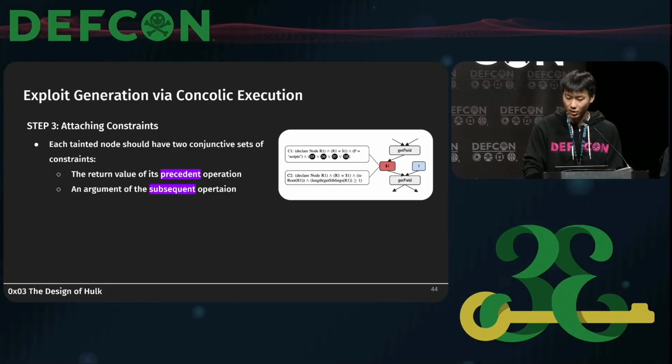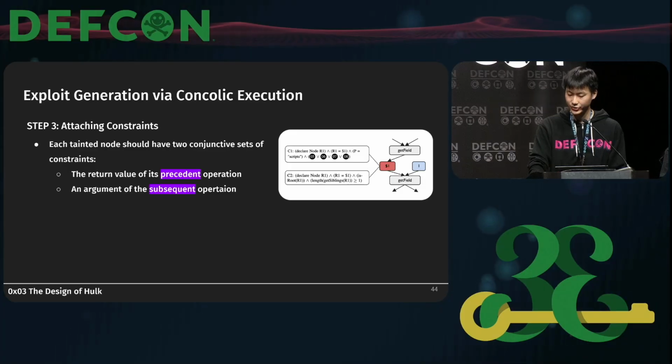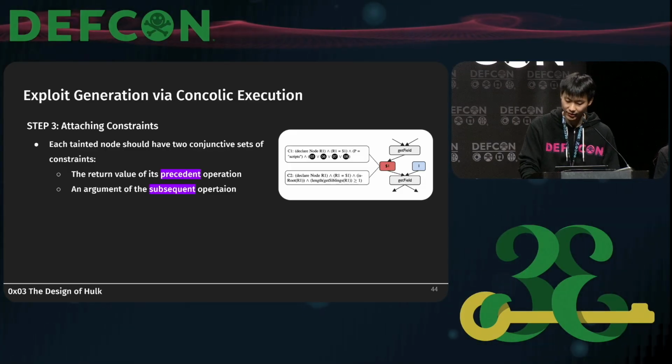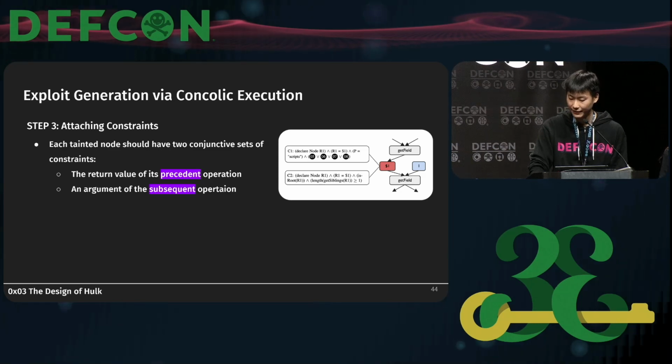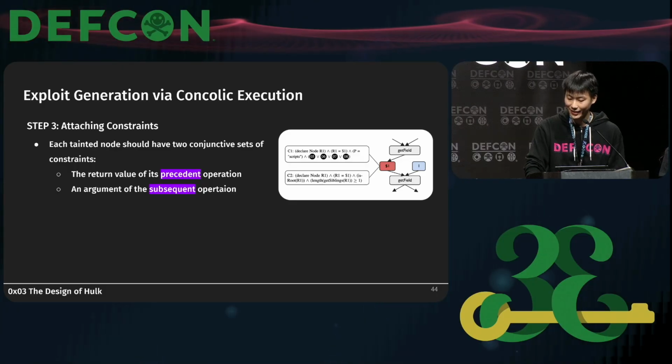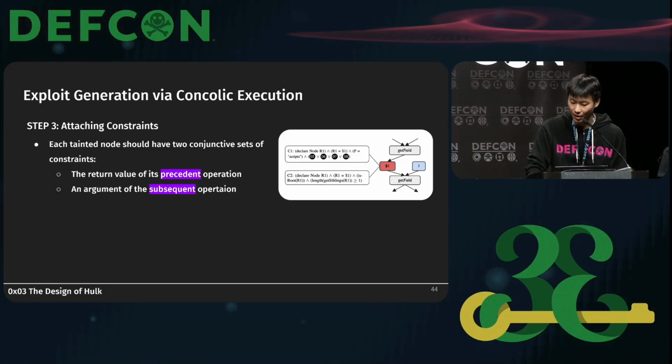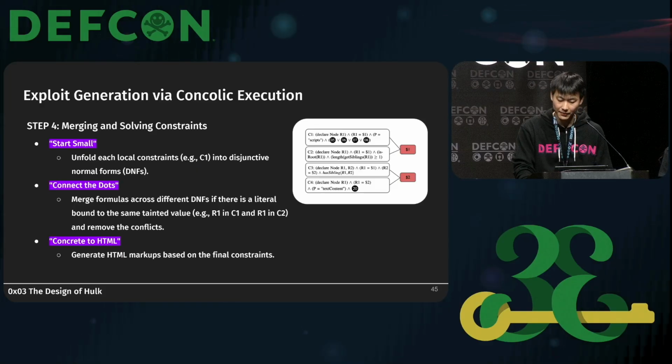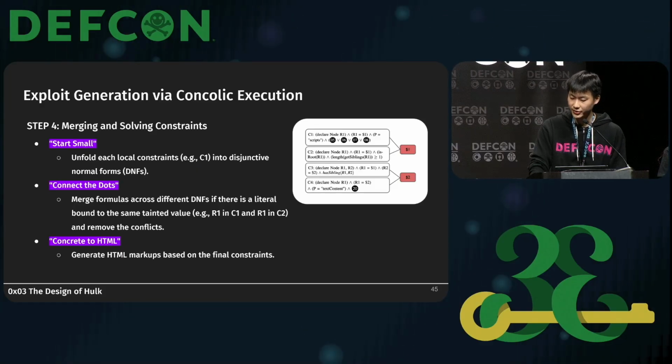And with those model constraints, we can traverse all the operation nodes and attach those constraints to the attacker-controlled nodes. Each attacker-controlled node in the graph should have 2 conjunctive sets of constraints, as it serves as the return value of its preceding operation and the arguments of the subsequent operations. And finally, we need to merge and solve those constraints.